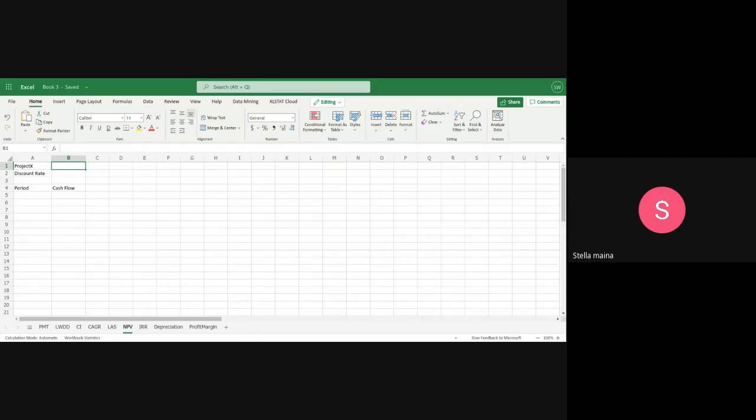We will also look at the IRR, the internal rate of return, and then the NPV, the net present value. Then we look at depreciation and the different ways to calculate it, and then finally the profit margin. So we don't have much remaining. We have done the most, but what is remaining is also important.